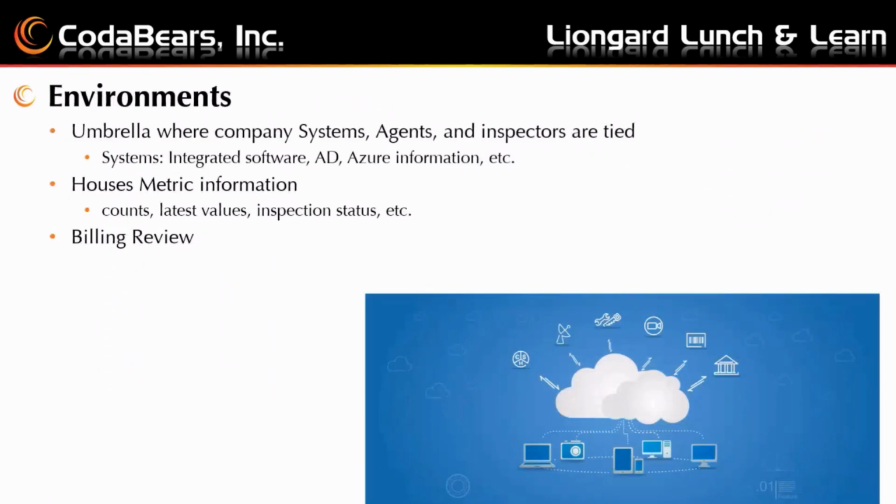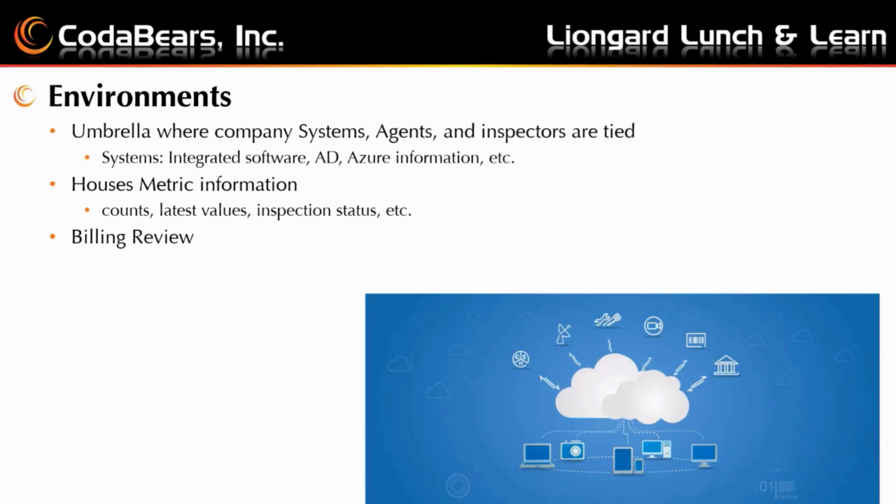Liongard environments are where everything for your company or your managed companies will be located. Each one gives you the information for each inspector, agent, and the systems that are involved with those environments that are currently connected. Systems are anything in use by your company to work with others. So Teams, Azure AD, managed company domains, firewalls, antiviruses like SentinelOne, SonicWall.